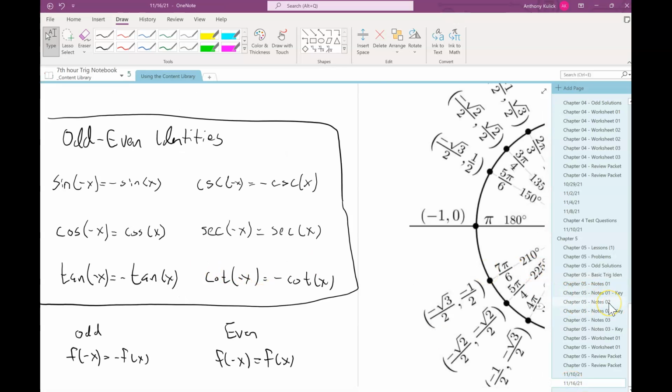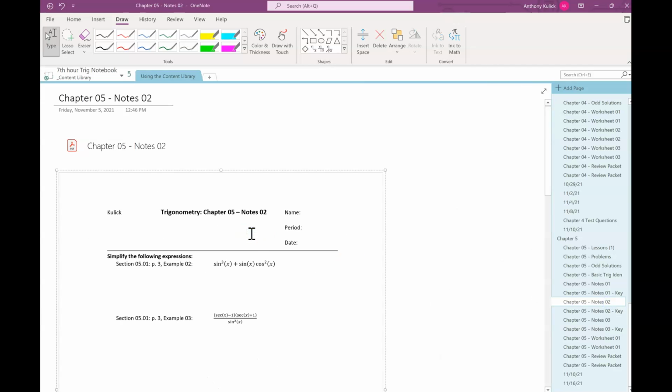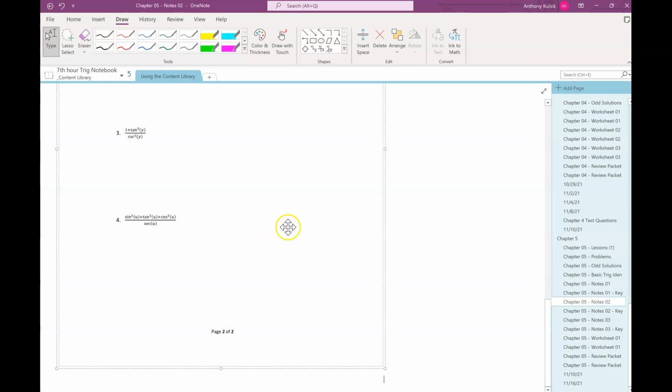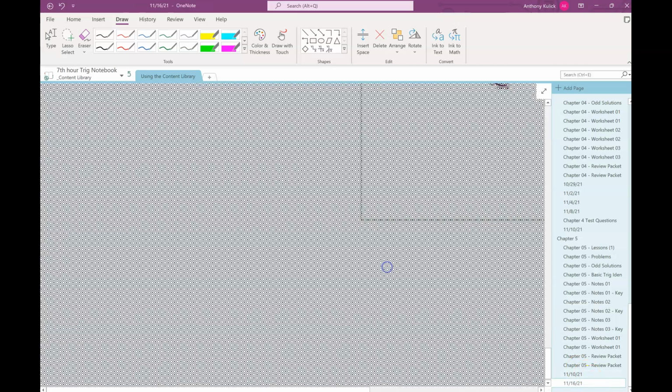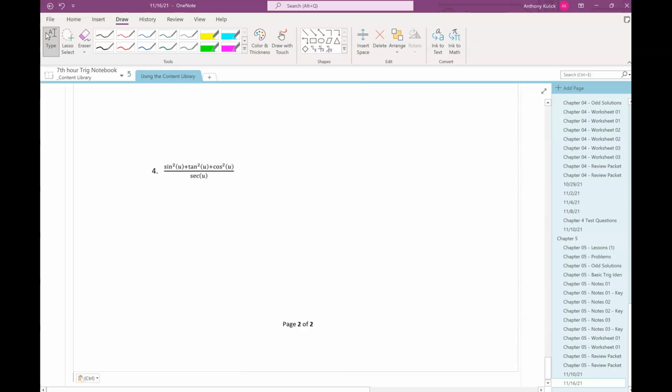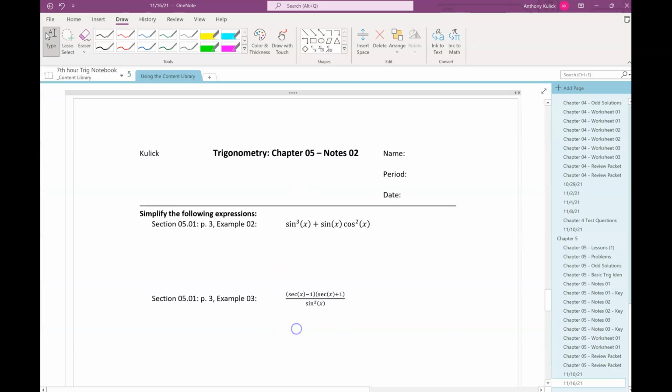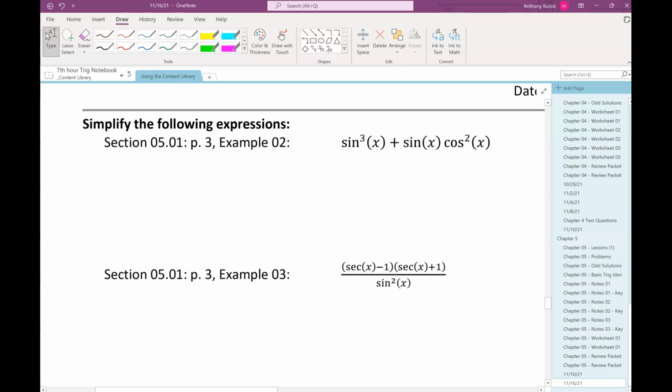So let's run through some examples of what exactly we're going to be doing in the homework here. What I'm looking at right now is the thing titled Notes 02. We're going to run through some of these examples here as a group. The directions say simplify the following expression. When we say simplify, what we want to do is take this expression and find an equivalent expression that's simpler.